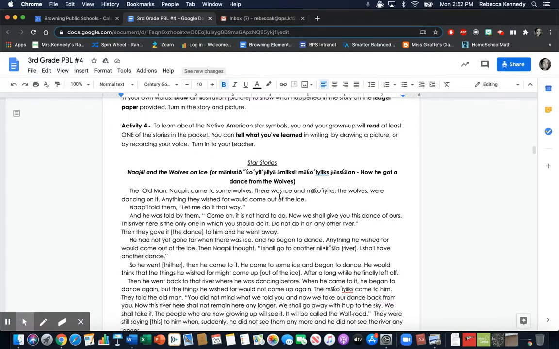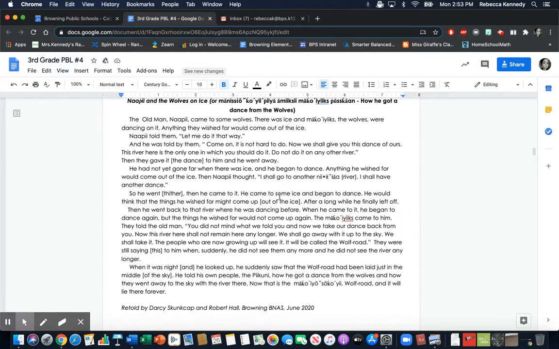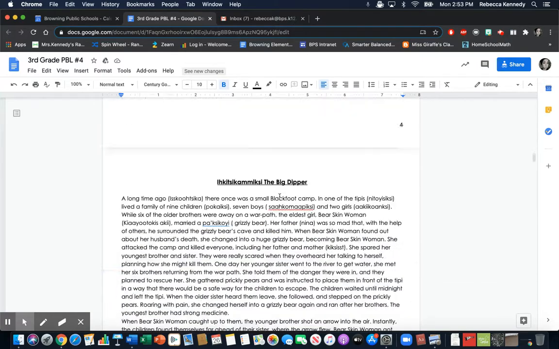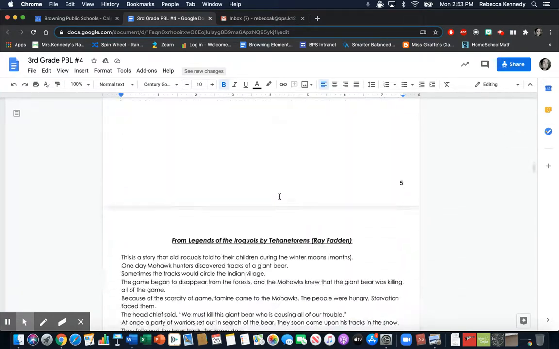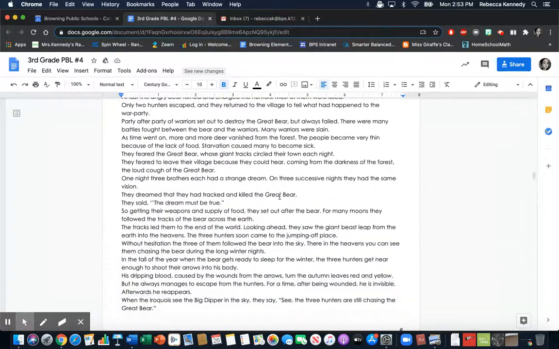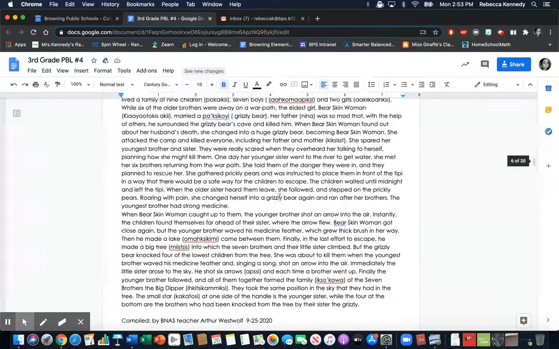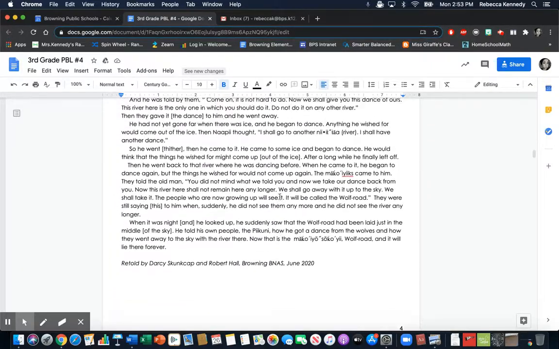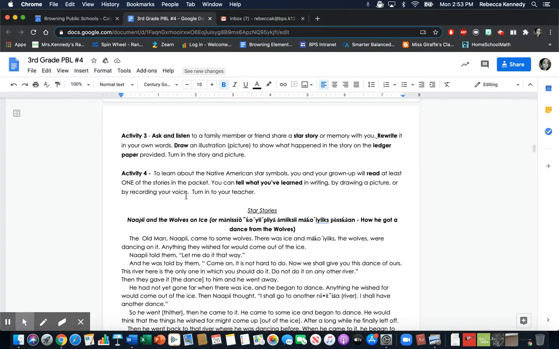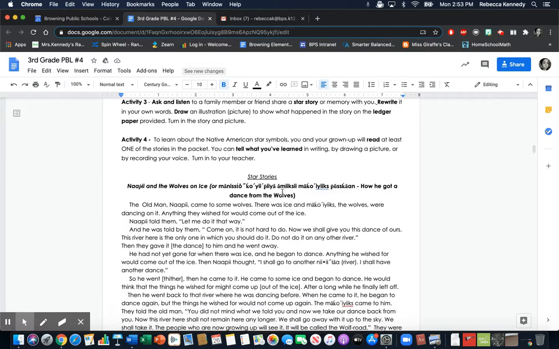So activity 4 will be using all of these stories here. You can read 1, 2, 3 star stories that are provided. Okay, and you need to pick one of them. You will need to pick one of them to write about, draw a picture about, or record your voice about what you have learned from those stories. That is activity 4.